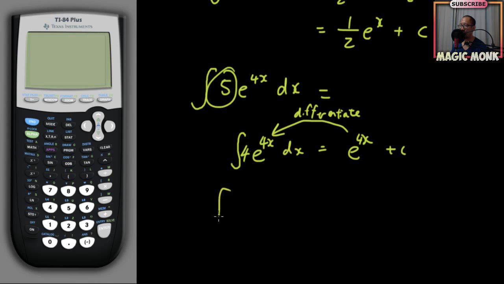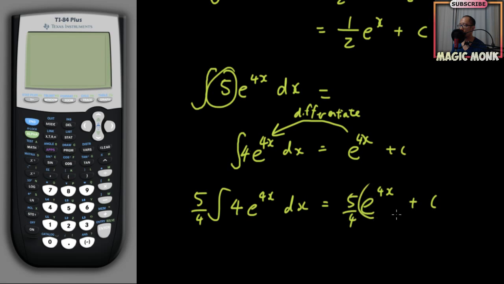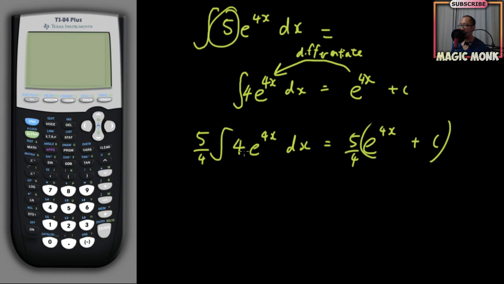So what you're going to do is multiply both sides by 5 over 4. The reason for that is because then you can cross out the 4's and then multiply the 5 in, so it's 5e4x dx equals 5 over 4 e to the power of 4x plus c. So there's your answer.